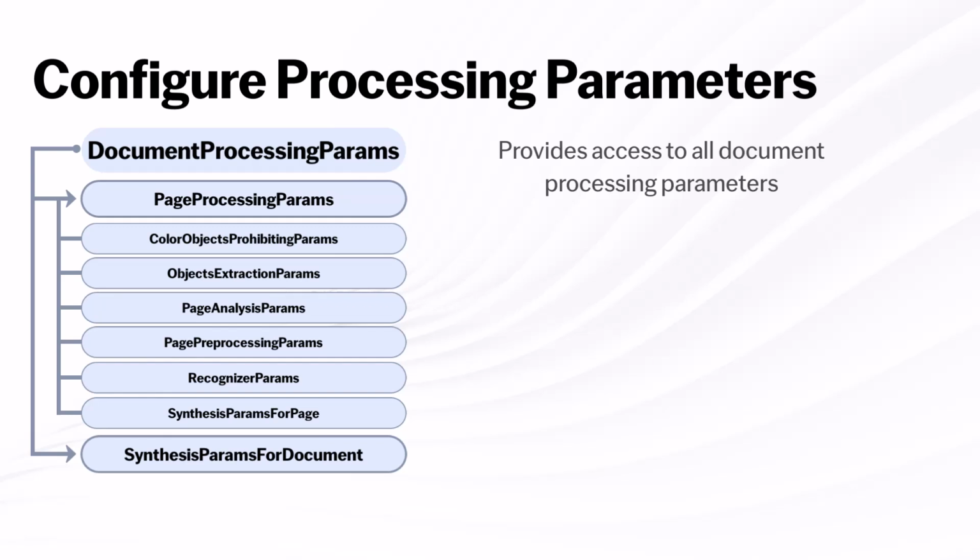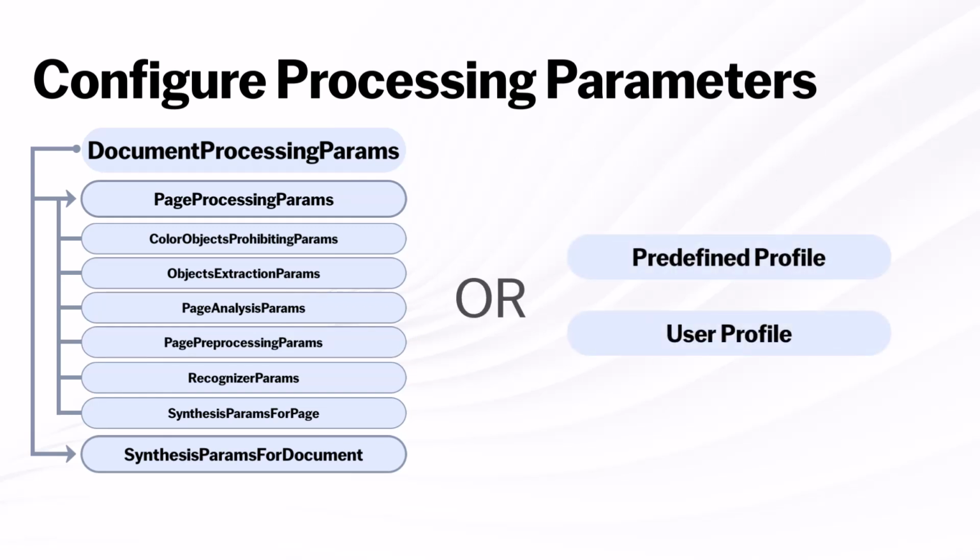We can either populate it manually by adjusting its various sub-objects, such as setting the recognition language in Recognizer Params, or enabling deskewing in Page Processing Params, or we can load either a predefined or a user profile that has already been created. The Document Processing Params object then holds the complete set of instructions that will be applied uniformly to each document in the batch.